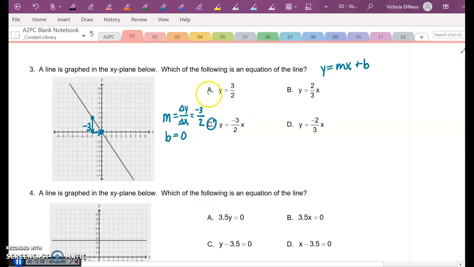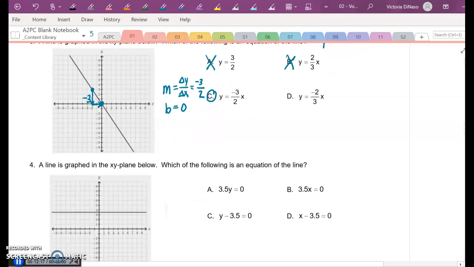Now right away we could have crossed out A and B. We know those would not have been true because from left to right that's a negative slope. So if you see that right away, then we would have been only in between C and D.